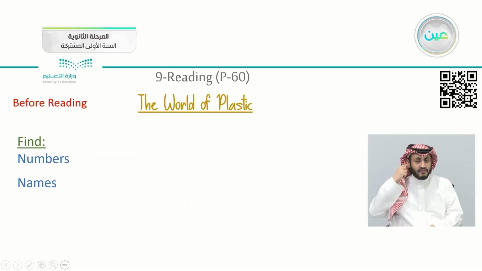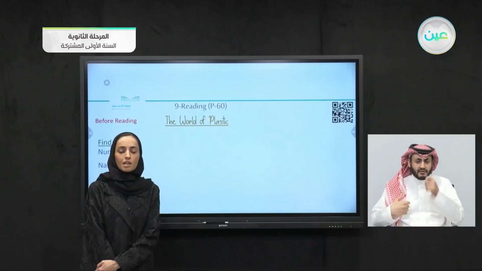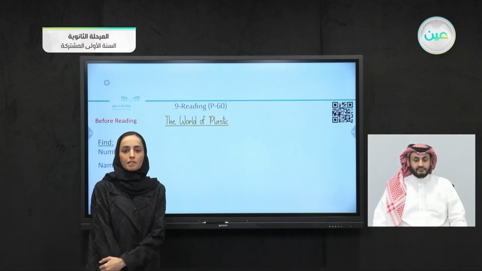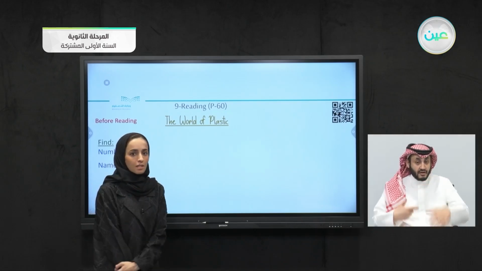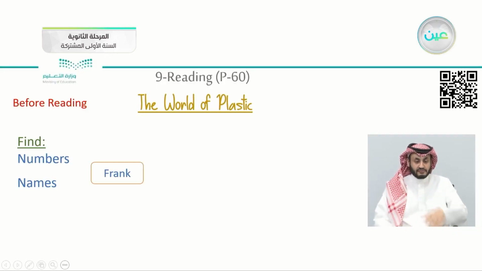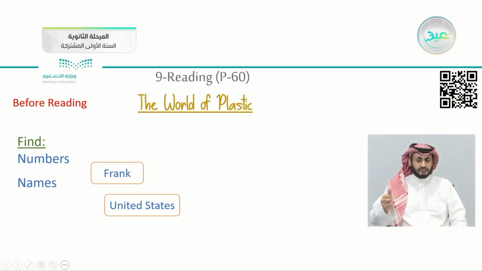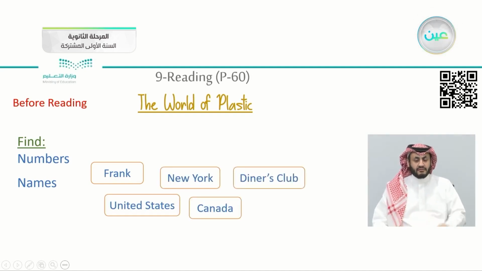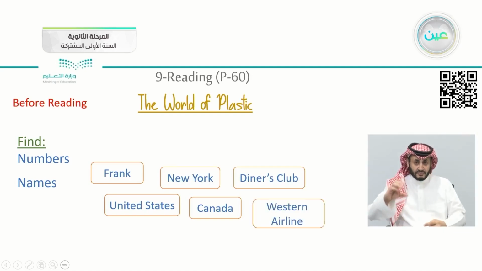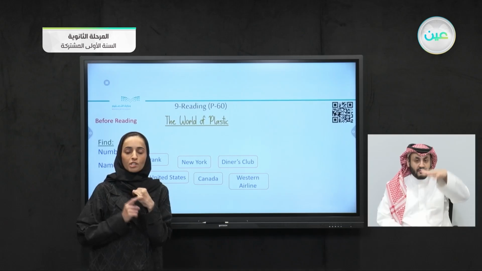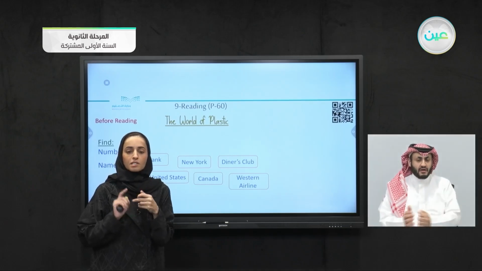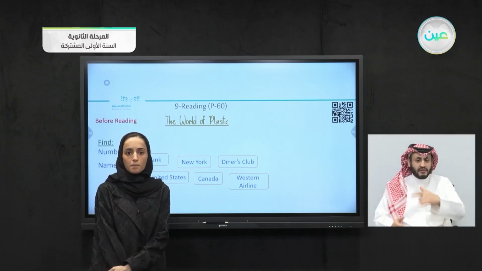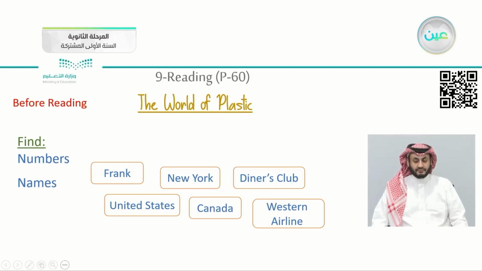How about names? Can you find any name? A hint for you: the capital letters within the text. So we're having Frank, United States, New York, Canada, Diners Club, and Western Airlines. Notice the capital letters. Some of them are names for countries, cities, cards, airlines, or someone's name.